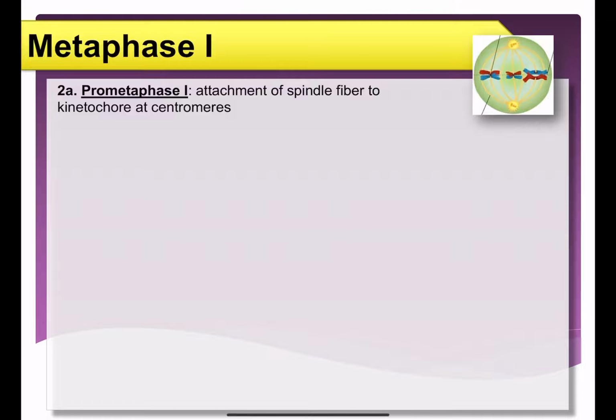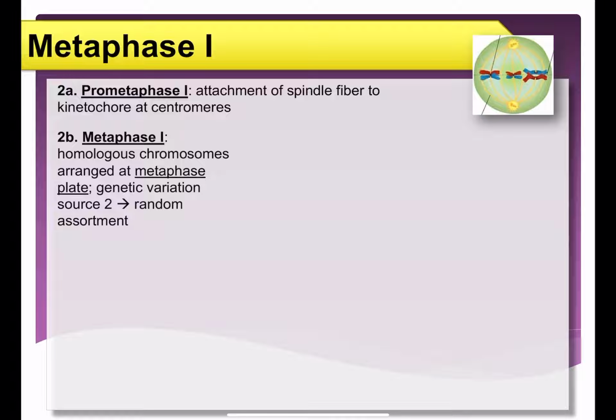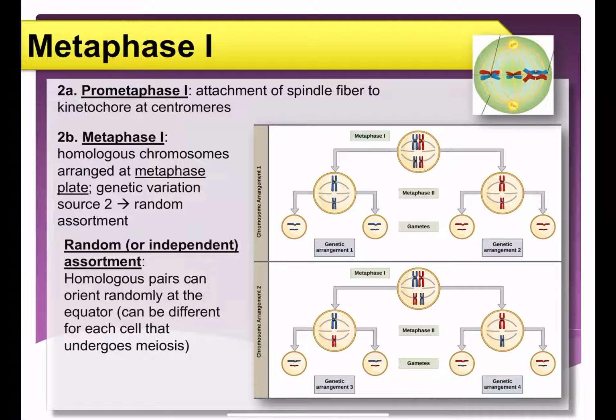All right. So prometaphase 1 proceeds the same way as mitosis, where spindle fibers will still attach to each pair of chromosomes, using their kinetochores at the centromeres, as we have discussed in chapter 10. And during metaphase 1, what's going to be the major difference between mitosis and meiosis is how the chromosomes are aligned at the metaphase plate. This is called random or independent assortment.